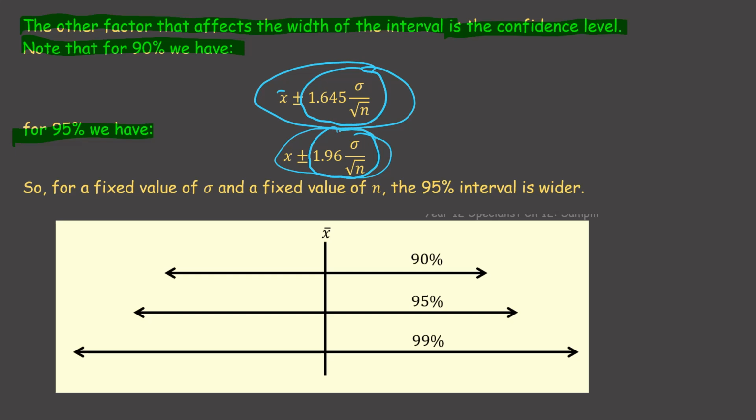Now it makes sense because if we make it wider, we can be more confident that the true mean is in there. So for a fixed value of sigma and a fixed value of n, the 95% interval is wider than the 90%, and the 99% would be wider still.